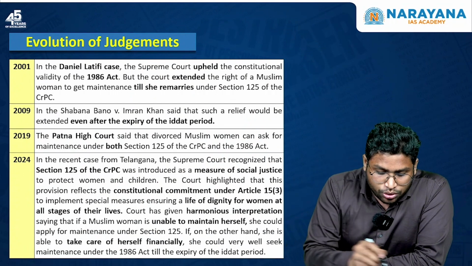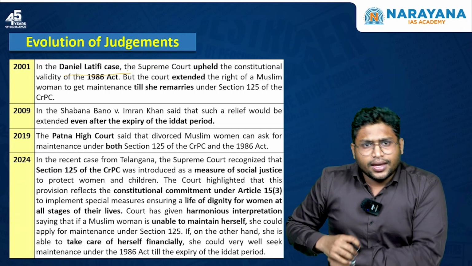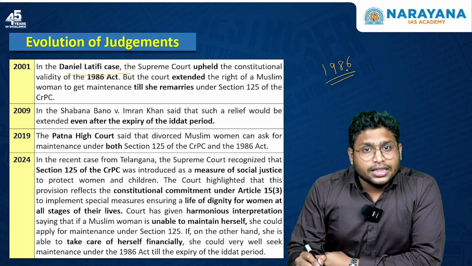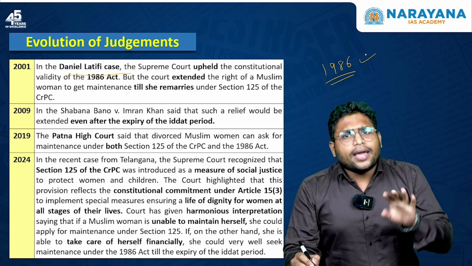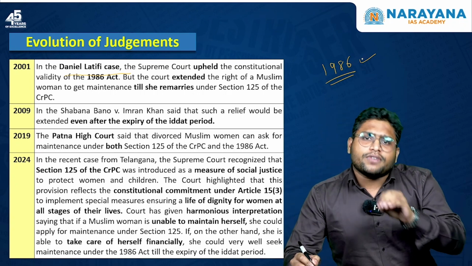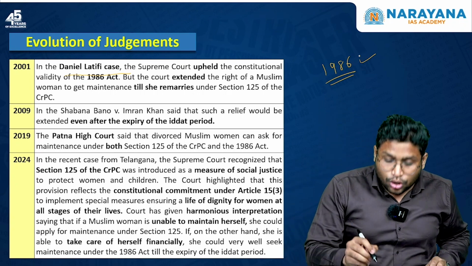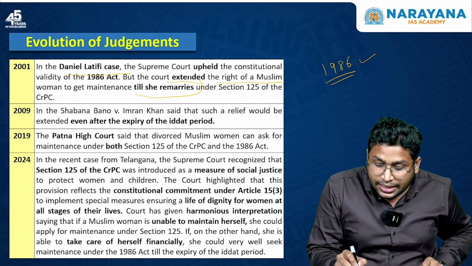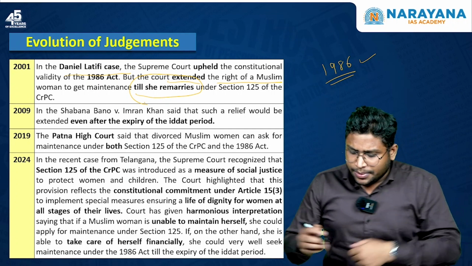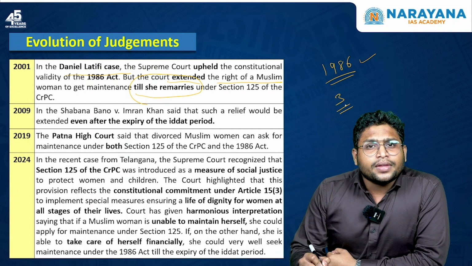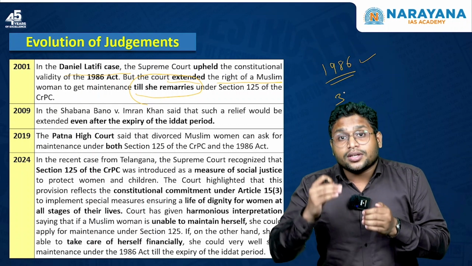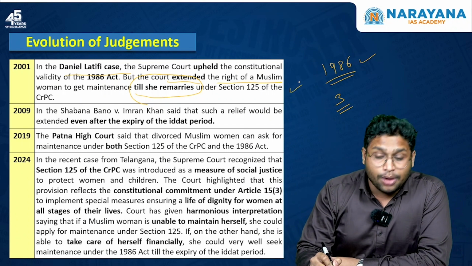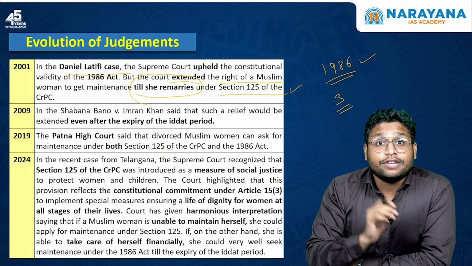Firstly, we can see the 2001 Danial Latifi case. In this case, the Supreme Court says that the 1986 Act, which was brought by the Rajiv Gandhi government, is good. This act is okay. And for the iddat period, the Muslim husband will provide the amount. But the court said that we are extending the right of Muslim women to get maintenance till she gets remarried. That means we may say the iddat period is for 3 months only. But in case she doesn't get married in 3 months, gets married after 6 or 7 months, till that time the husband will have to pay the maintenance amount, and that will be under Section 125 of the CrPC.